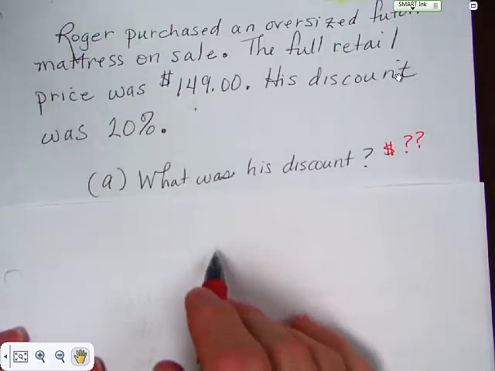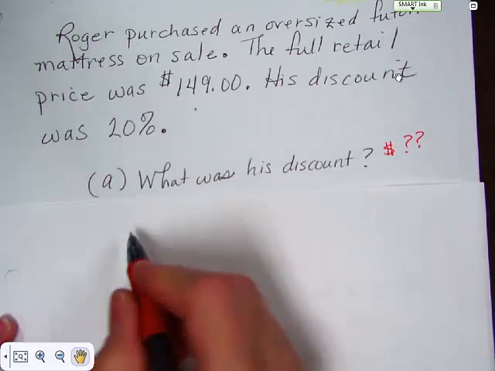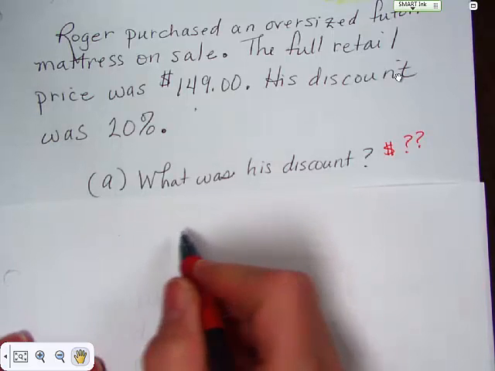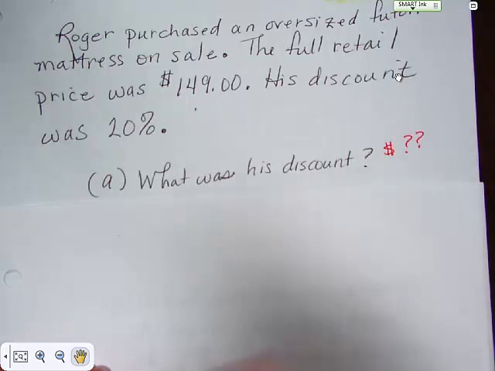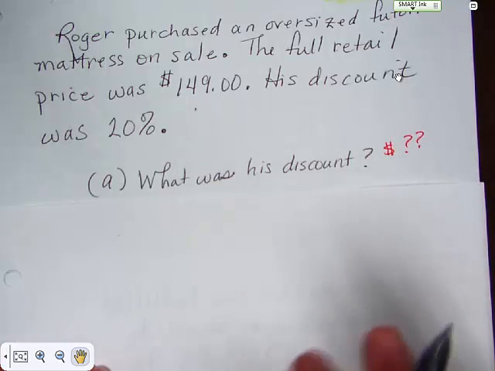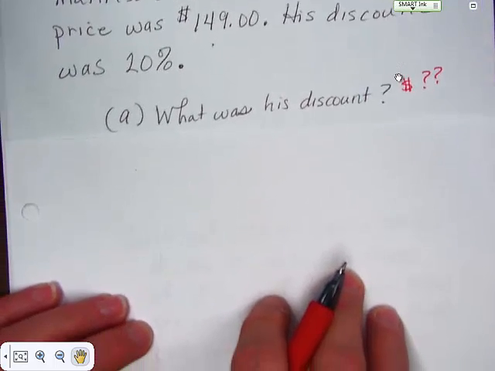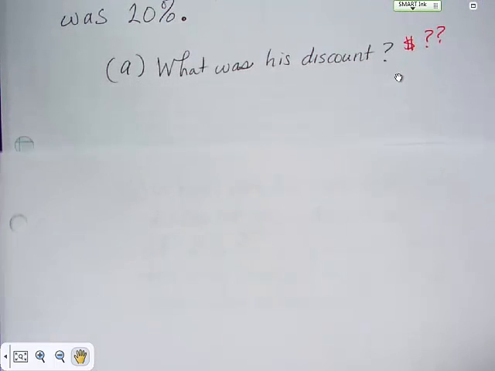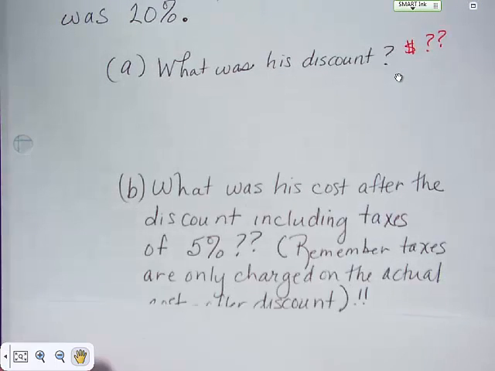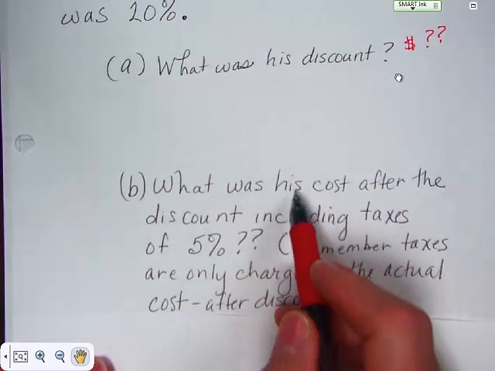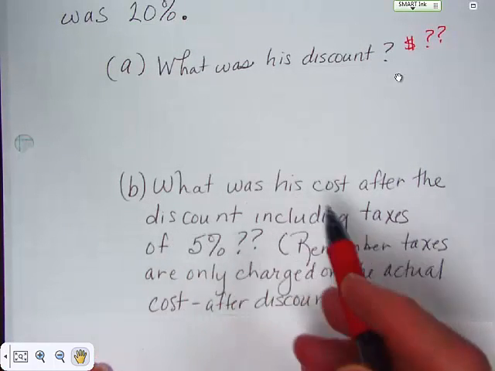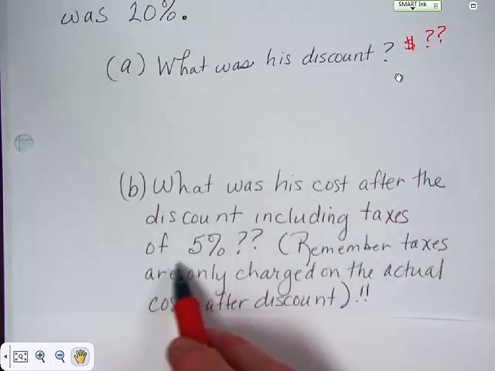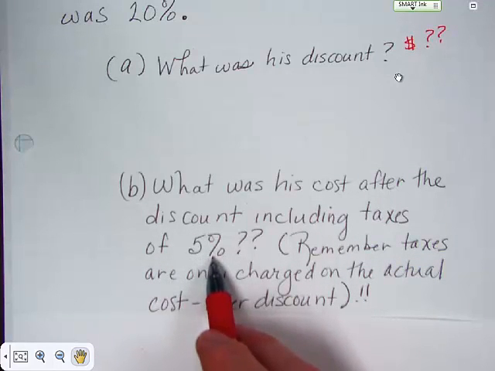You can either set it up the way that I showed with 0.20, 20% of what is what, or you can put 20 over 100 equals. Either way, you have to show your work, whichever way you choose. And then once you've computed the discount, one more step. What is his cost, meaning what is he going to end up writing a check for after the discount, including taxes of 5%? So that means you're going to have to do another calculation.